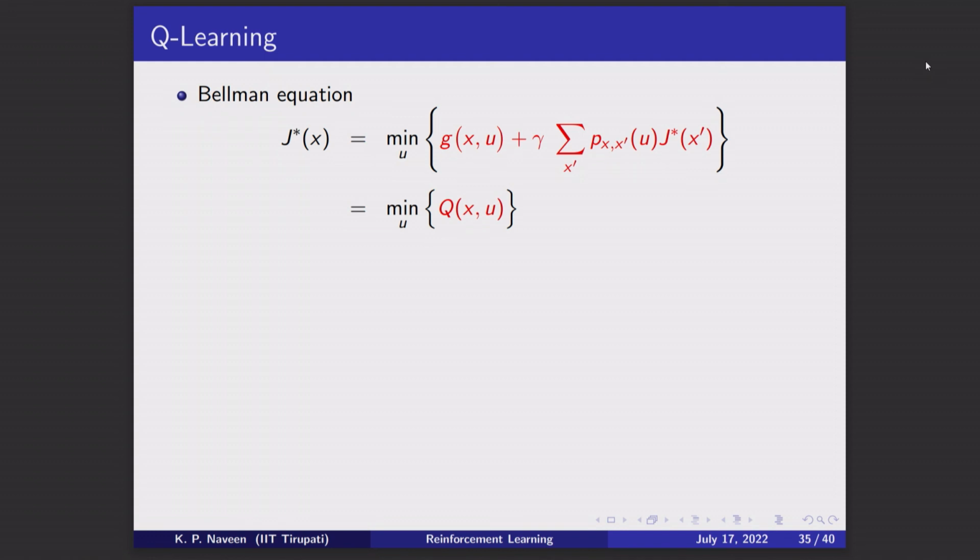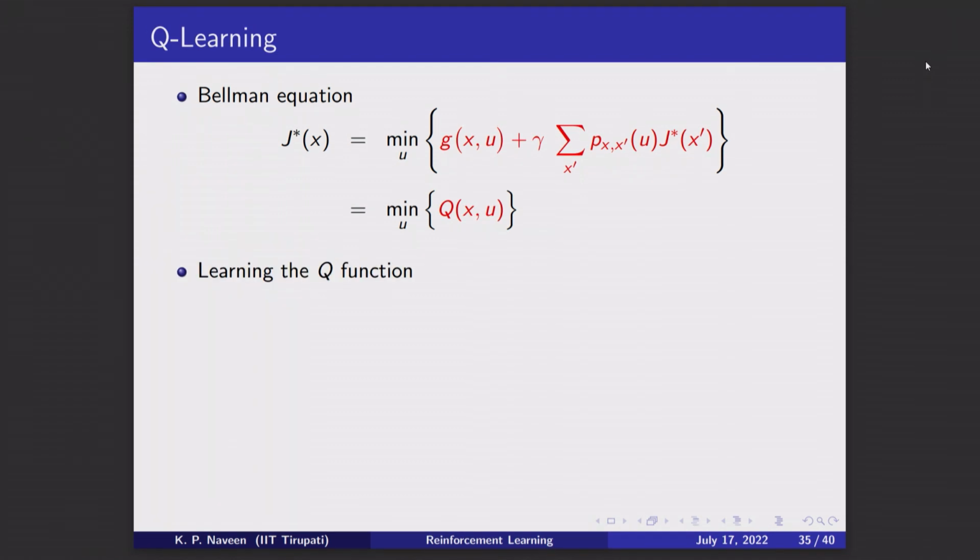Somewhere this notation comes from, but just be careful. Q learning is about learning this Q function. Now let's see, I'll just propose an algorithm as to how you can estimate this Q function. So, learning the Q function. What you do is, let's just initialize.